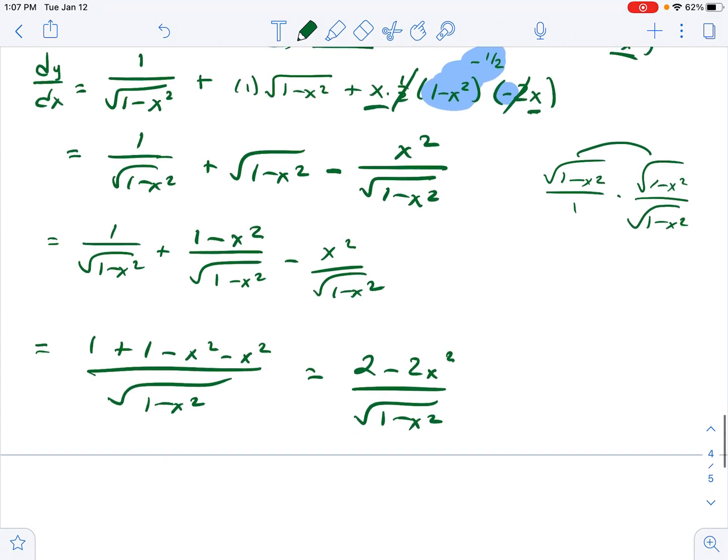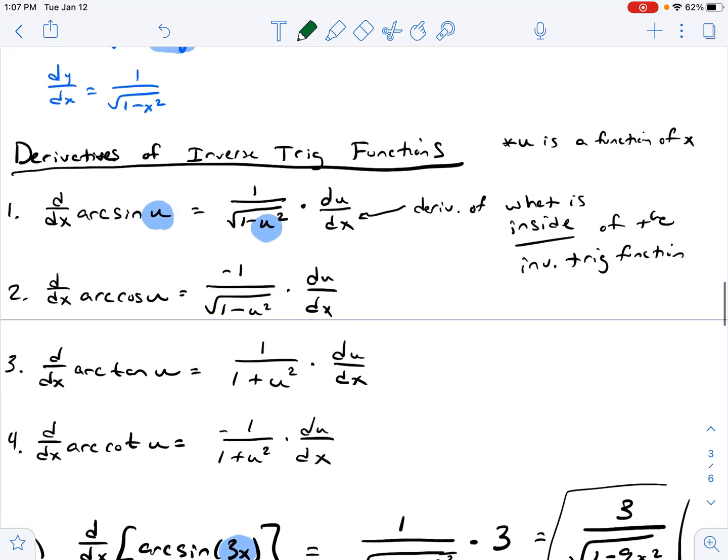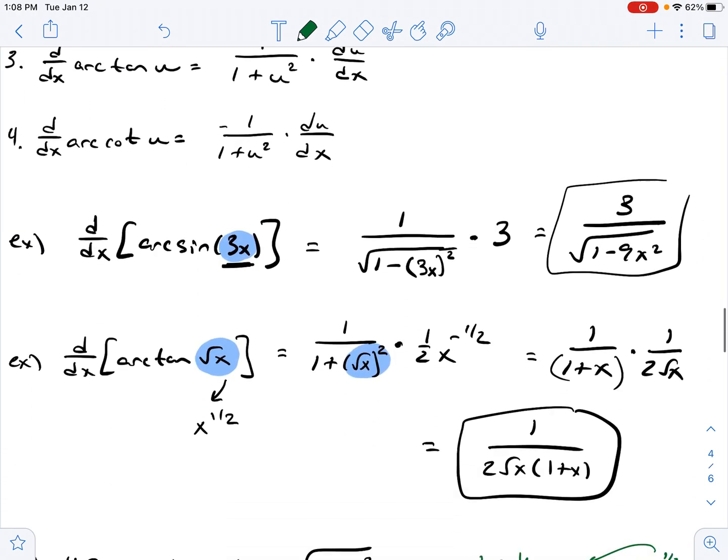And as far as I'm concerned, that's pretty good, but we can actually simplify this. I can factor the 2 out, and something divided by its square root is the square root. So I could write it like that. That might take a little thought, but that's completely simplified if you want to take it that far. In any event, practice the derivatives, get used to the rules there, and watch out for the chain rule.